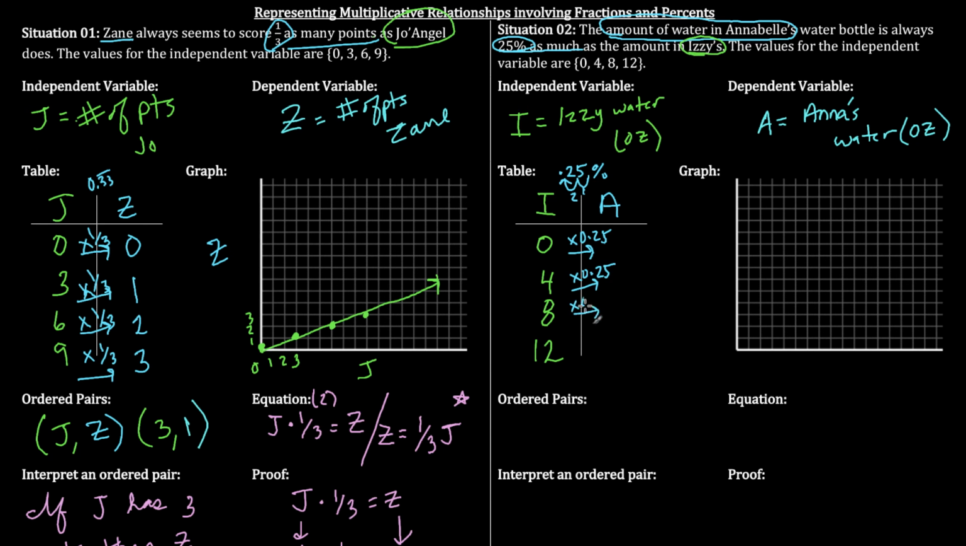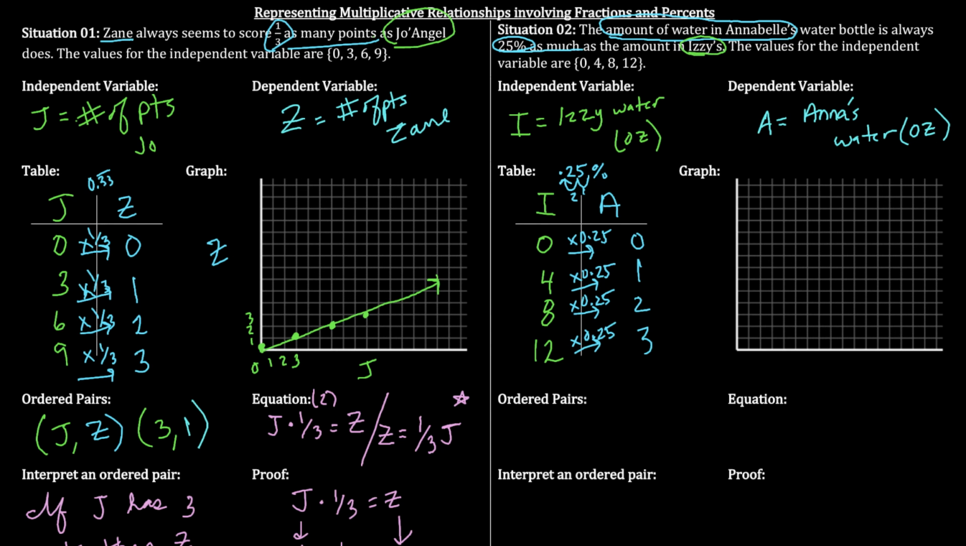Now multiply each of these by 0.25, or 1/4. So times 25%. Okay, and so 0 times anything will give me 0. 4 times 25% will give me 1, and then it should be 2, and then 3. Oh, that's interesting. It's the case right now, though. You won't always get 0, 1, 2, 3. That's just how it looks so far.